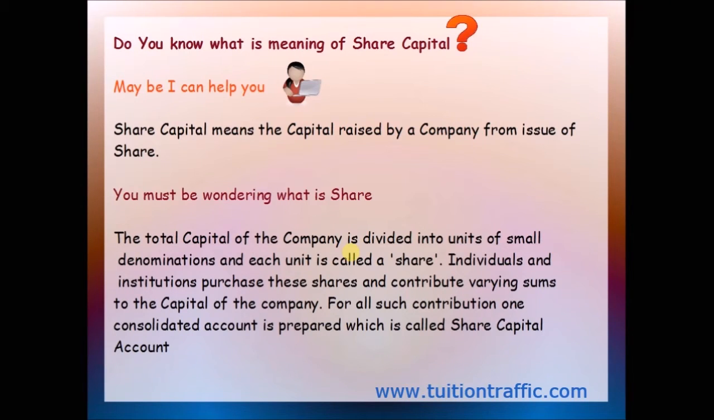Let's read it. The total capital of the company is divided into units of small denominations and each unit is called a share. Individuals and institutions purchase these shares and contribute varying sums to the capital of the company. Although there are many individuals and institutions who purchase these shares, no separate account is prepared for each of them. Only one consolidated account is prepared for all such contributions, which is called the share capital account.